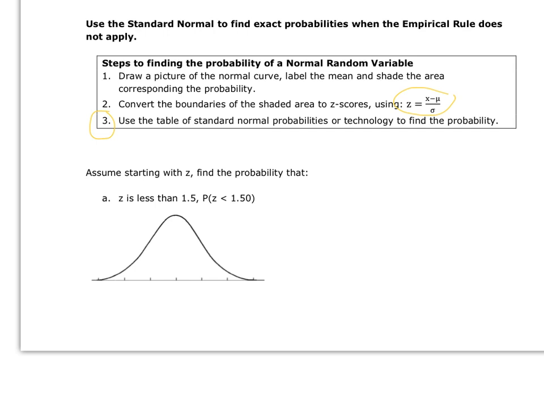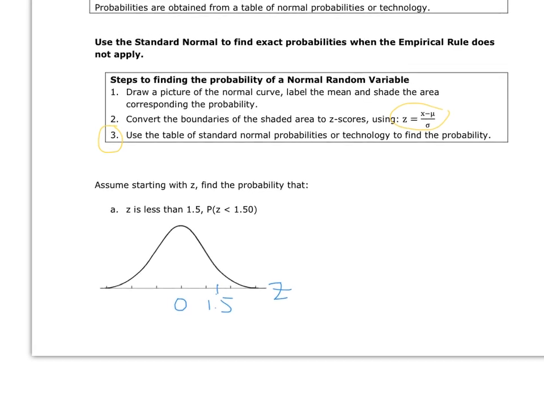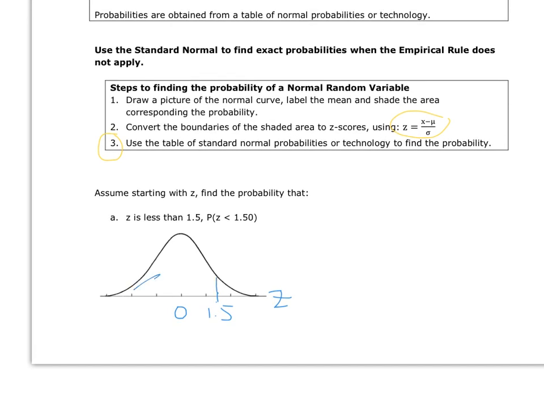So if we label our density curve, we assume this is z, and we have a mean here of 0. And if we think of the marks along the horizontal as marking off z values, or z-scores, then the 1.5 is going to be right here. And if we shade the probability, we're going to shade all the area to the left of 1.5 underneath the density curve. And that area is going to be that probability.